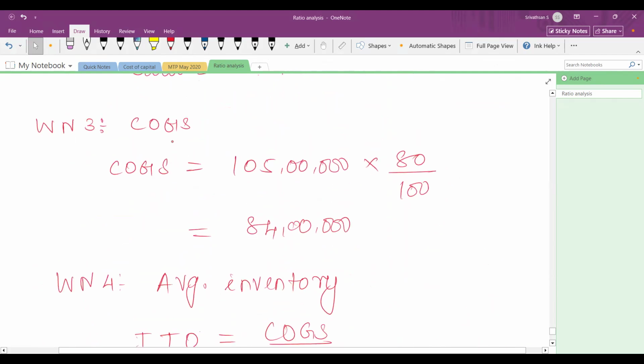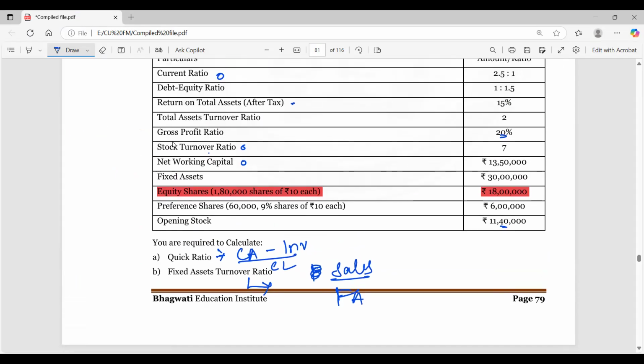Total sales is 105 lakh. Gross profit is 20%. But see, of total sales, 20% is gross profit. The remaining 80% is cost of goods sold. If nothing is mentioned, it is better to take cost of goods sold only. If nothing is mentioned, we have to take cost of goods sold.